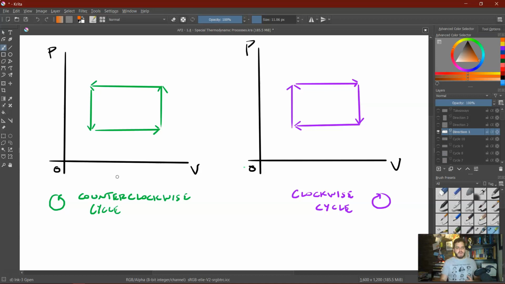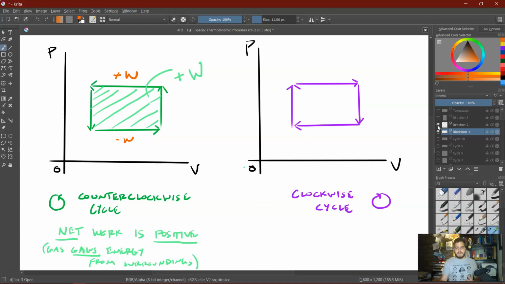Well, for a counterclockwise cycle, remember that we have this process up at the top. Everything under this process is positive W, and everything under the other process will be negative W. So this whole part on the bottom would cancel, and we're going to be left with just positive work enclosed in the cycle. So if we have a counterclockwise cycle, that tells us that the net work of the cycle is positive. Overall, the gas is having mechanical work being done to it in each cycle. So the gas is going to gain energy from the surroundings in the form of mechanical work.